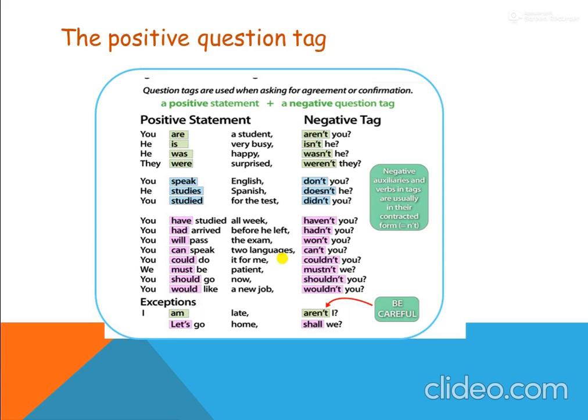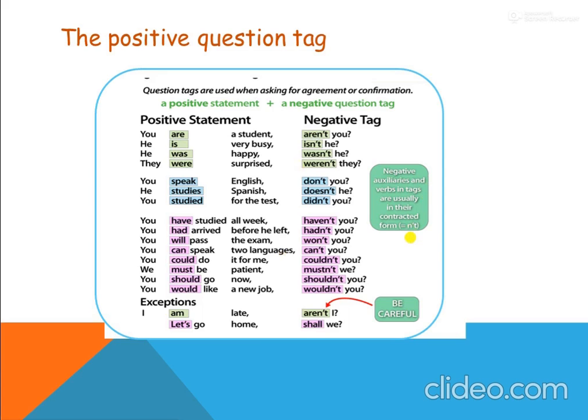You had, hadn't you? You will, won't you? You can, can't you? You could, couldn't you? You must, mustn't you? You should, shouldn't you? You would, wouldn't you?